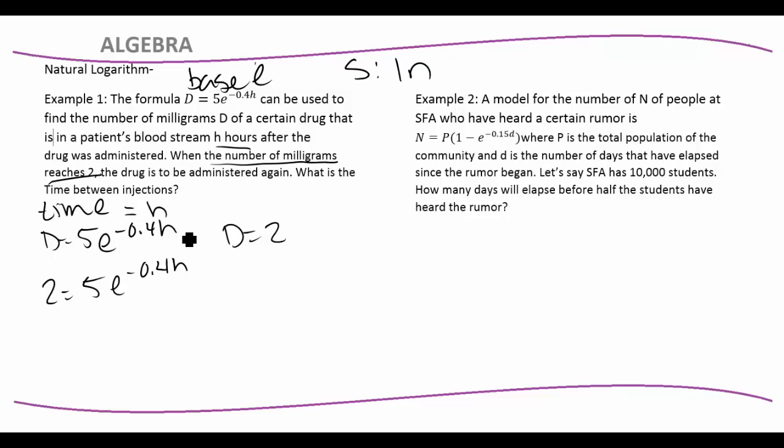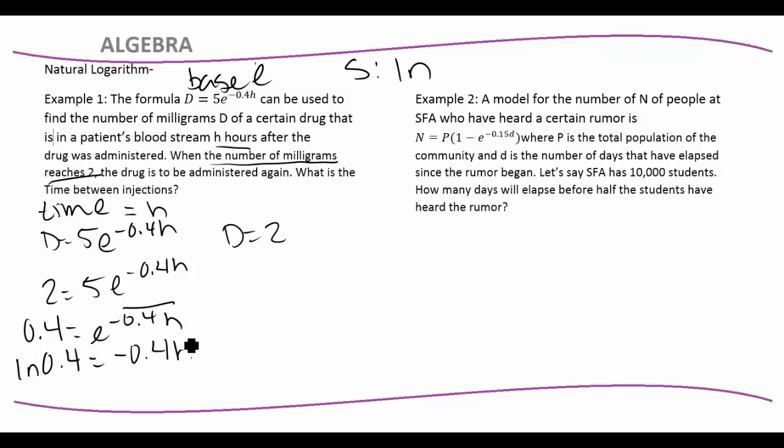So now step 4, we're going to solve. We want to get h by itself, but first we get this whole exponential by itself, so we divide both sides by 5. We get 0.4 equals e to the negative 0.4h. Now we take the natural log of both sides. We get the natural log of 0.4 equals the natural log of e to the negative 0.4h, which is just negative 0.4h, because the natural log and e cancel out.